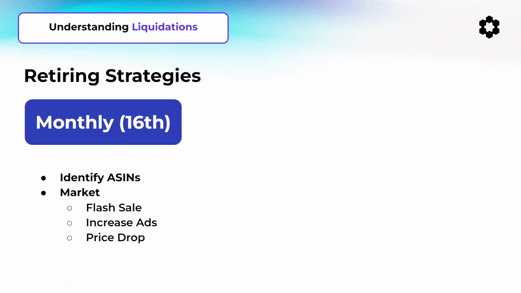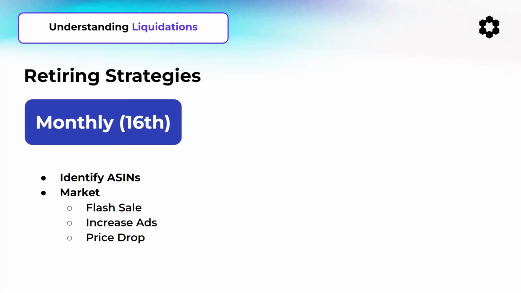So now that we know where to get the information and why it's important and how to calculate it, the strategy to implement for each month, and really immediately right now, but then each month thereafter, starting on the 16th, take a look at what inventory you have sitting there, right? Identify the ASINs that are in trouble, like we talked about, and then decide how you're going to market those. You can do a flash sale, you can increase ads, drop your price.